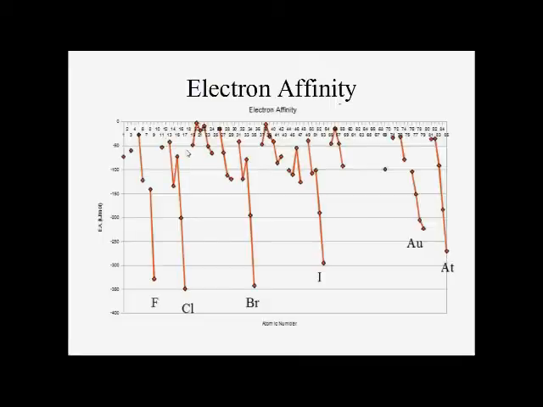But our main trend is going across the periodic table, left to right. We have an increase in electron affinity, a decrease in the sign, an increase in electron affinity. The elements are becoming more stable going from left to right across a period in the periodic table.